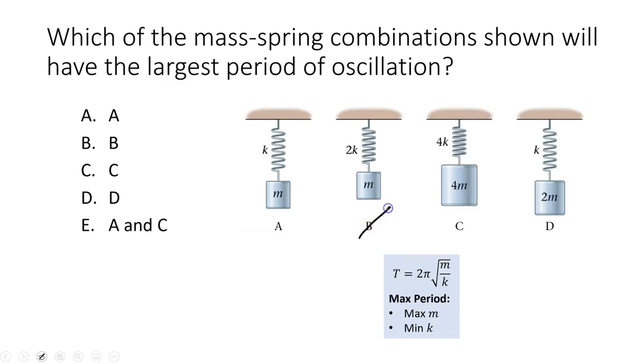So that means B is not going to be the biggest. Case C, we get 4m divided by 4k, so that's the same thing as m divided by k. In other words, it will oscillate with the same period as case A. And then in case D, we end up with 2m divided by k. That is, in fact, going to be the biggest factor of m divided by k, which means we are going to get the biggest period for case D here. So I would go ahead and pick case D.